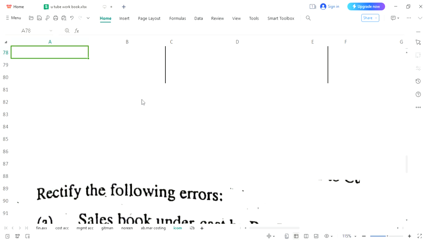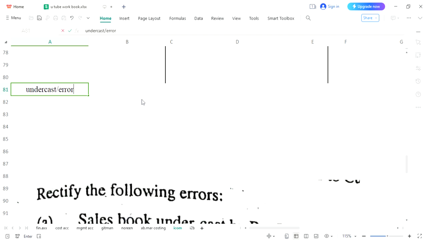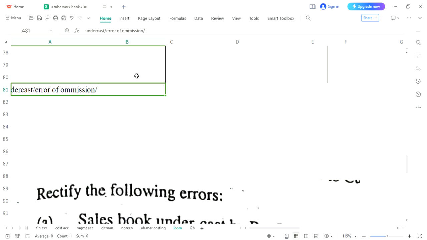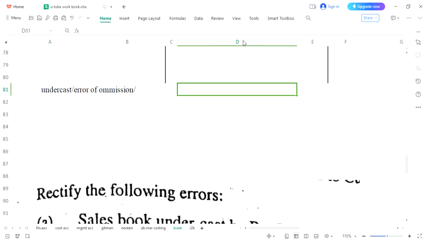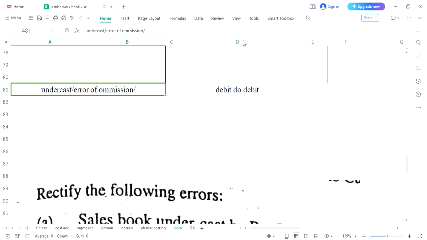But before that, I'm going to remind you of a few things. First is undercast. Undercast means error of omission, and we have seen that if you are writing less, if you have omitted some entry, it would be called error of omission or undercast. And we have learned what we will do: if there is something not written on debit, we will write it on the debit side.